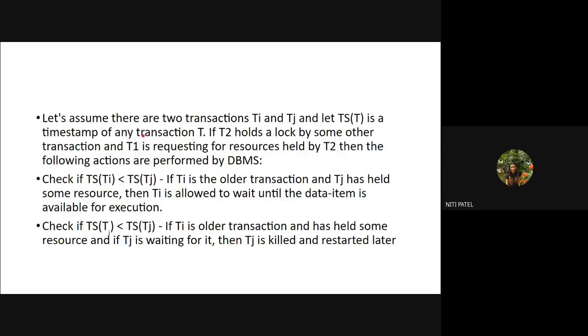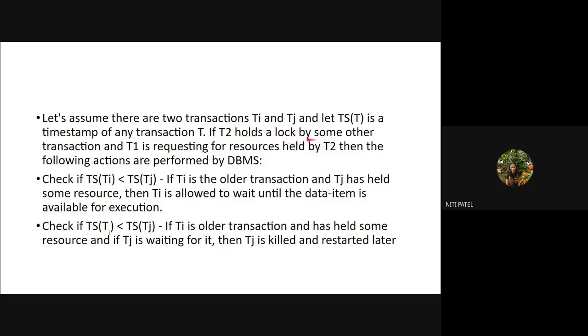Let us see that. So we have two transactions, Ti and Tj. Let us assume that the timestamp is denoted with TS. We have two transactions, Ti and Tj, and let TS of T be the timestamp of the transaction. If Tj holds a lock by some other transaction and Ti is requesting the resource which is held by Tj, that is, Tj has a lock on some data item, and Ti is requesting the resource which is with Tj.